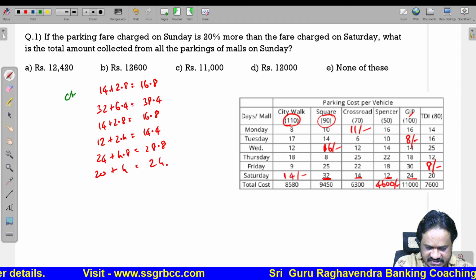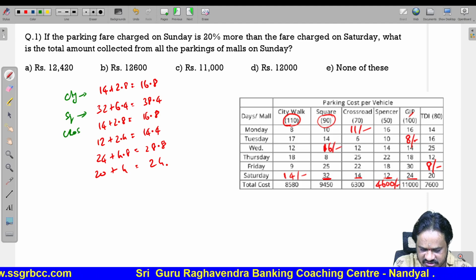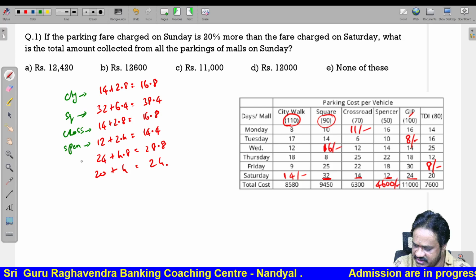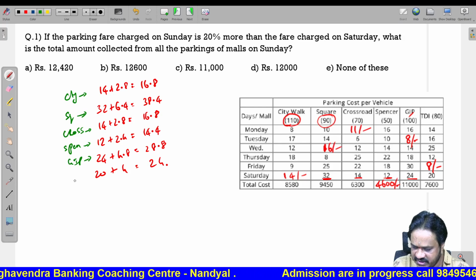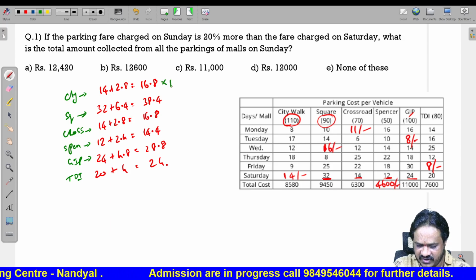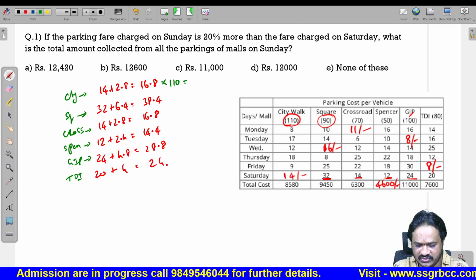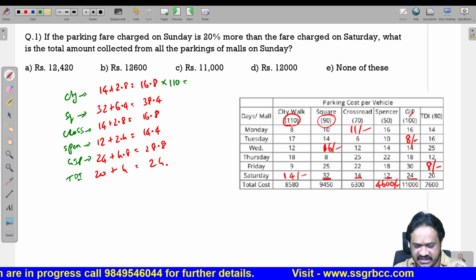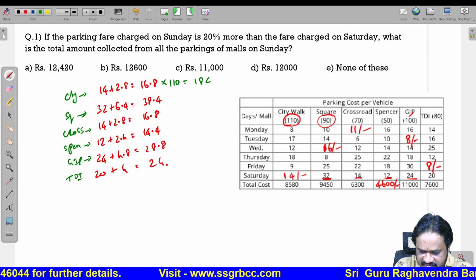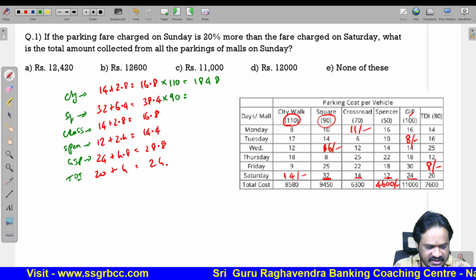Now each day, see, this is Saturday. This is city walk, this is Square Mall, this is Crossroad, then this one is Spencer, then this one is GIP, and next one TDI. So on city walk we are having 110 vehicles. So 110 into 16.8, that is 1848. Now 38.4 into 90.